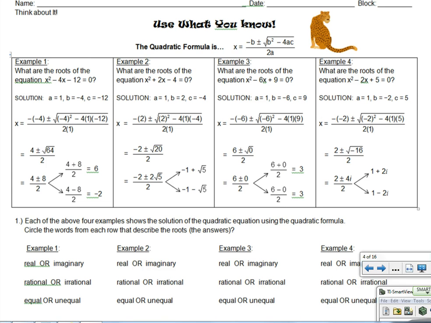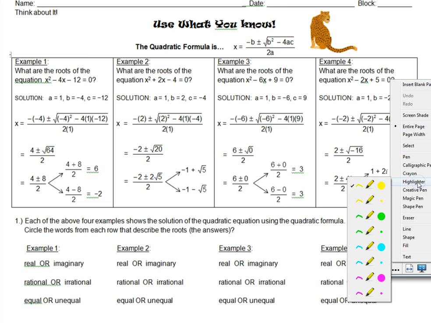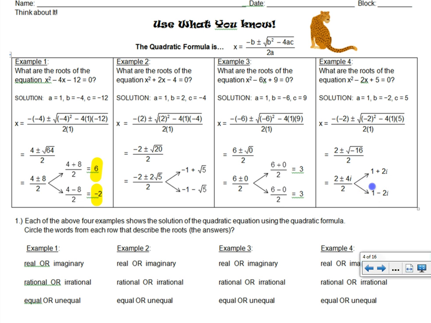So with problem number 1, the final answer came out to be 6 and -2. And what type of numbers are 6 and -2? They're definitely real, not imaginary. 6 and -2 are nice numbers. They're rational numbers. And what we mean by equal or unequal is if the answers are equal, that means the same, or unequal, which means different, and they're different. Okay, you're going to hear these phrases today, so those are what they mean.